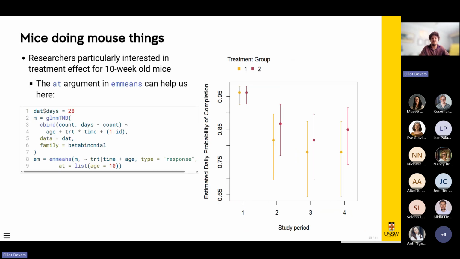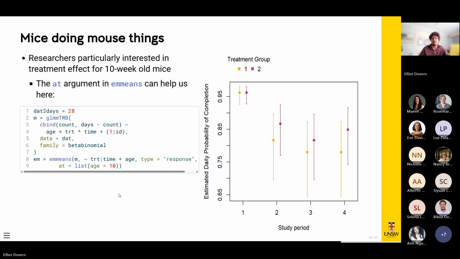We can proceed. And so in this particular case, the researchers were interested in a treatment effect for 10-week-old mice. So again, we can use the at argument in the emmeans function, just setting age to be 10, and it'll predict these expected probabilities at each of our study periods and treatment groups. So you can see here, there's not really too much evidence of a difference, although maybe this treatment group 2, so perhaps they received the treatment, we've consistently estimated, at least in terms of point estimates, a little bit higher, but there's not really too much support for a strong difference there.